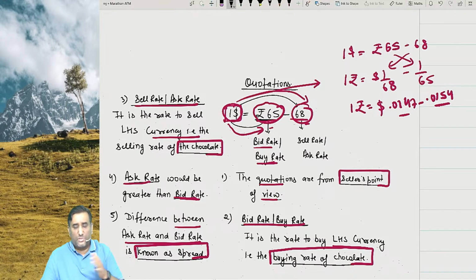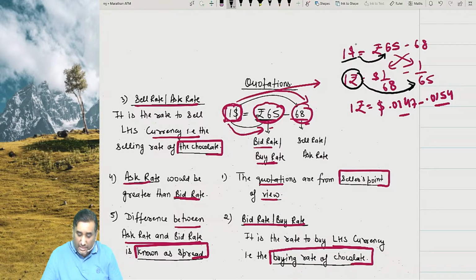Let's suppose buying of a dollar, read from my perspective only. When I say I will buy a dollar, at what rate? 65. Buying of a dollar is as good as selling of a rupee. So the cross currency comes accordingly.